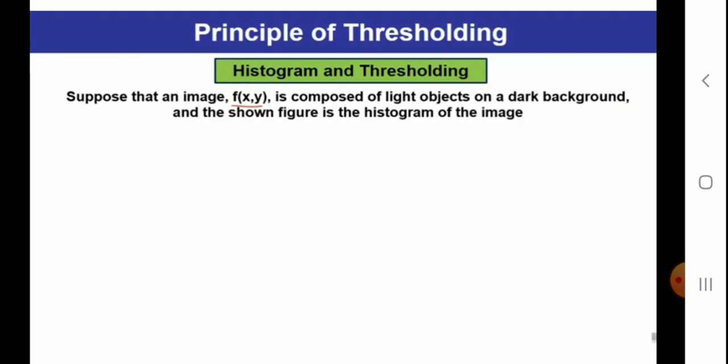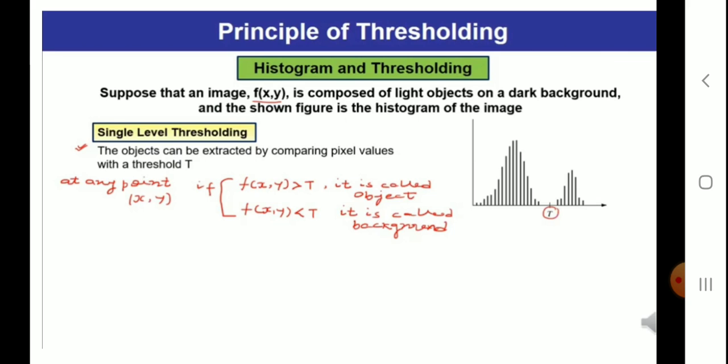So for the histogram, what we do is take an example, any image f(x, y), which is composed of light objects on a dark background. So there is a diagram shown here. The two models are to be separated. Here the histogram of the image is given. The two are separated with some thresholding concept.